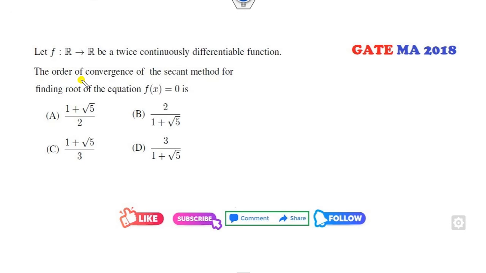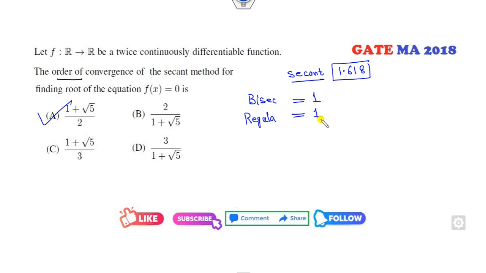Twice the order of convergence of the secant method. We all know the order of convergence for the secant method is 1.618, and if you do the calculation, you will get A as the right answer. Always remember, the bisection method has order of convergence 1. Regula falsi method has order of convergence 1. Secant method has 1.618. Fixed point iteration method has order of convergence 1. Newton-Raphson method has order of convergence 2.